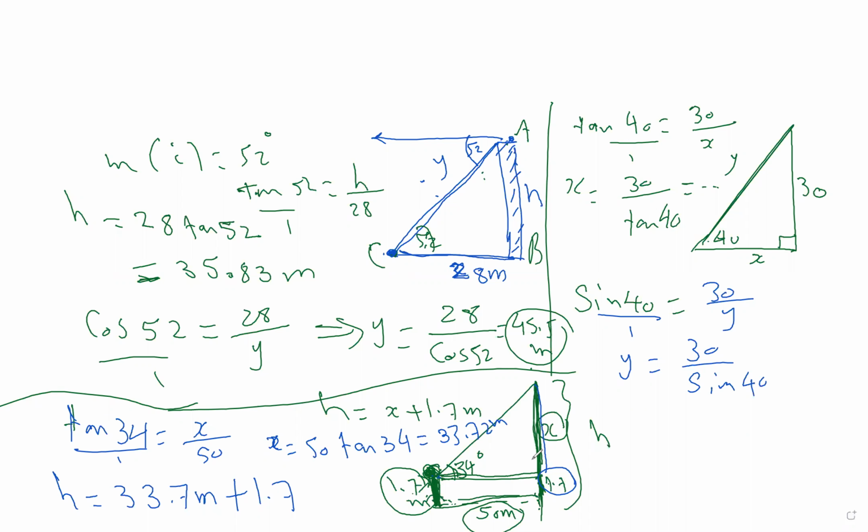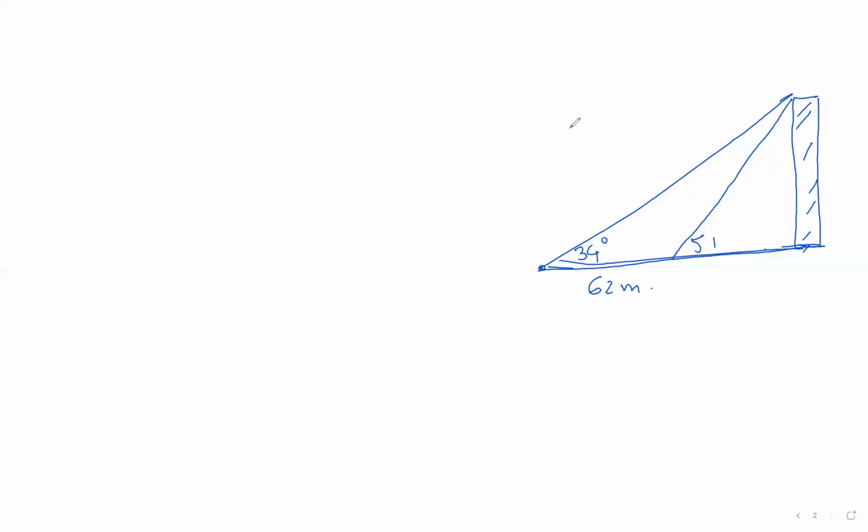Another question. Clear? From a point on the ground, the angle of elevation of the top of the tower was observed to be 34. So this is the tower and this is the top, and the angle observed here is 34. And the observer walked 62 meters in a straight line horizontally towards the base of the tower. So the man walked like this, 62 meters.